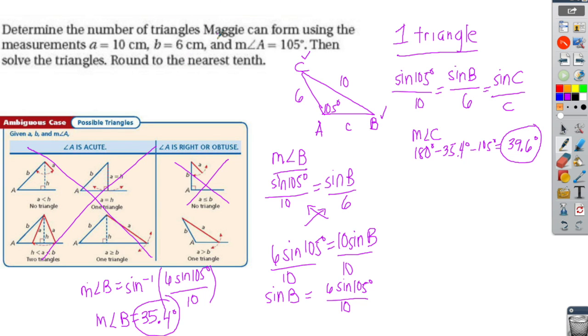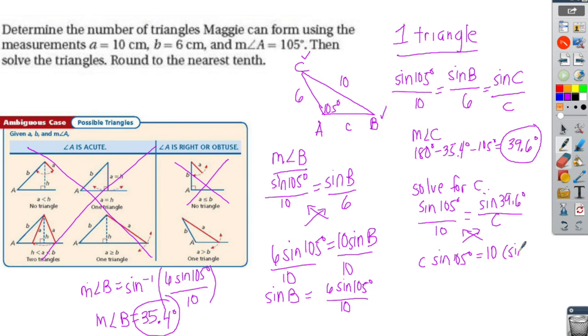Side C. To find side C, we go back to the setup we created and use any two fractions to locate it. At this point, you can choose any two. I will choose sine of 105 degrees over 10 and set it equal to sine of 39.6 over C, because I need side C. Then we cross multiply: C multiplied by sine of 105 and 10 multiplied by sine of 39.6. Again, ask yourself what you are solving for. You're solving for side length C, so you need C alone. So divide by sine of 105 on this side, and the other side, so it's balanced.